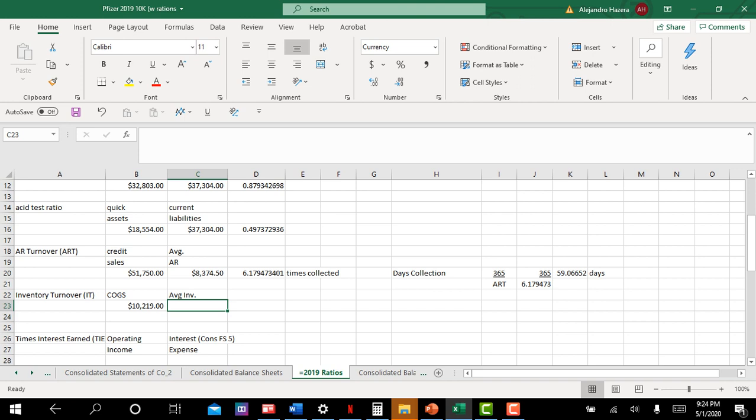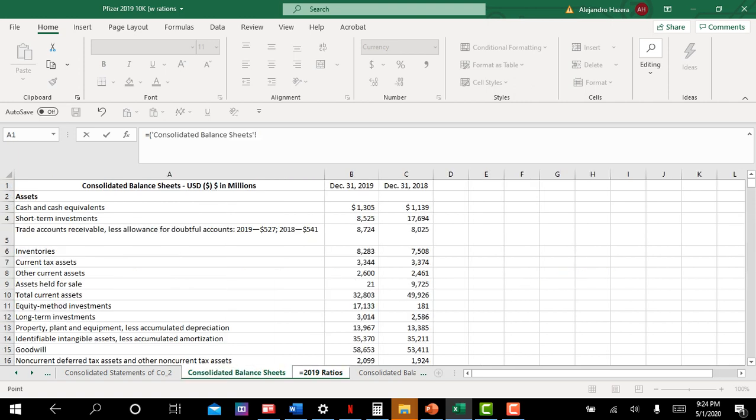Okay, now your average inventory. All the averages are calculated as beginning balance plus ending balance divided by 2. So let's do this. We're going to go back to the balance sheets, and we're looking at inventories. Your initial balance was 7,508. Then we're going to add to that.